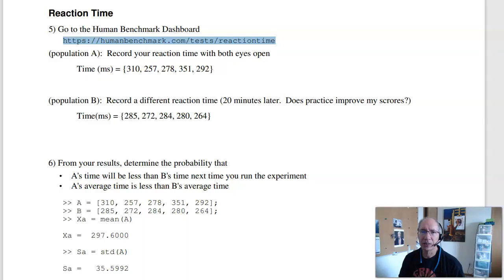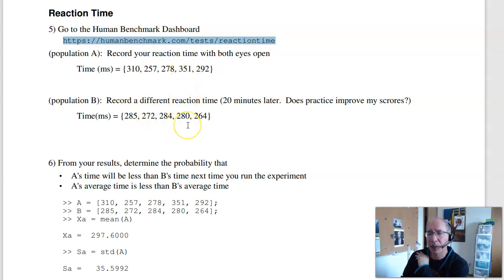316 milliseconds, and so on. Take 5 measurements. Now, change the condition. The way I changed it is I just ran the test a second time. Is there learning going on? Do I get better with practice? So take 5 more measurements. That's population B. I want to find out, is there a difference?